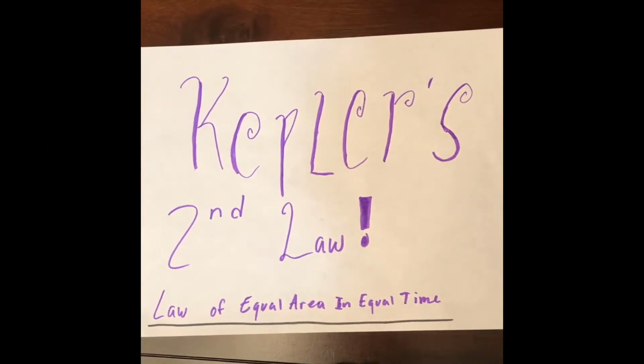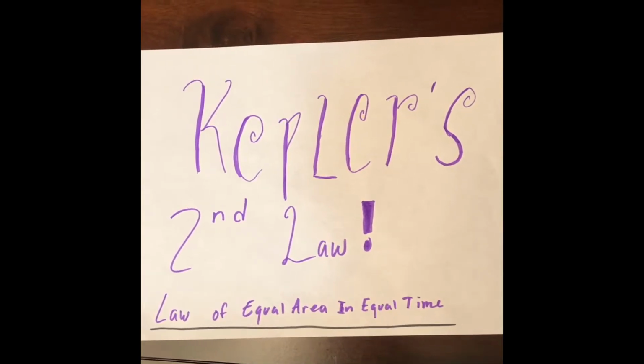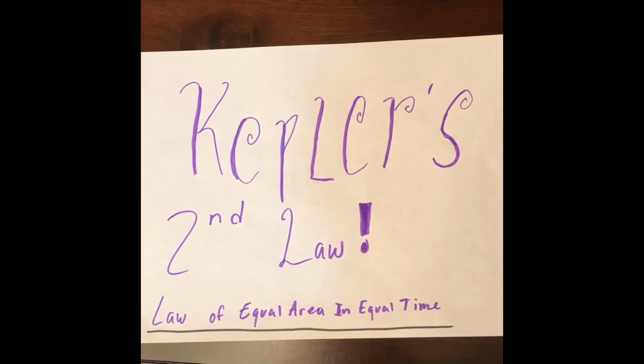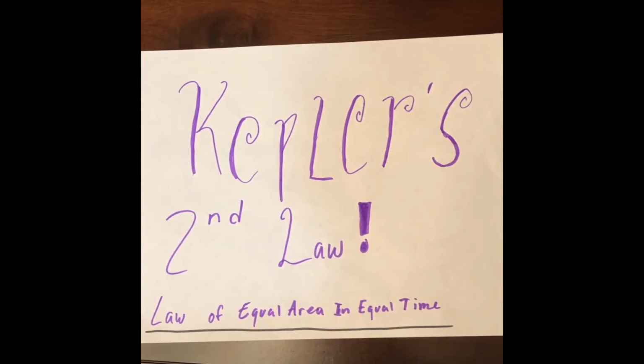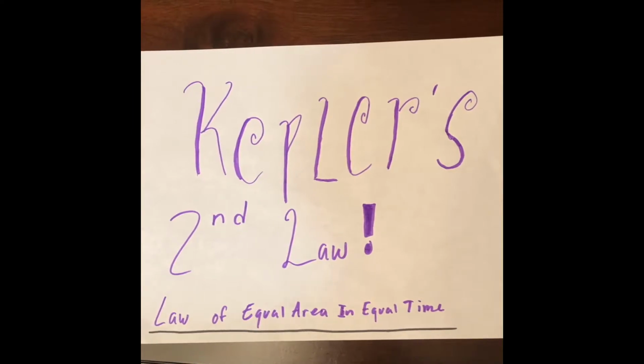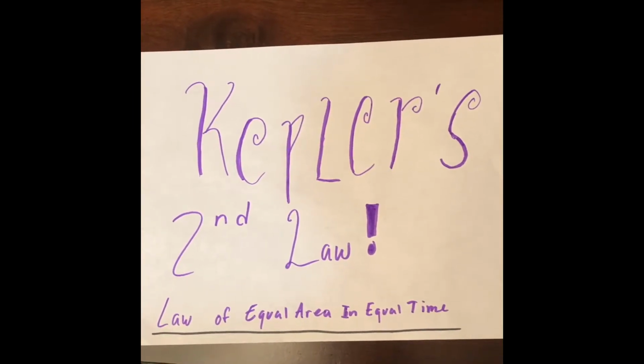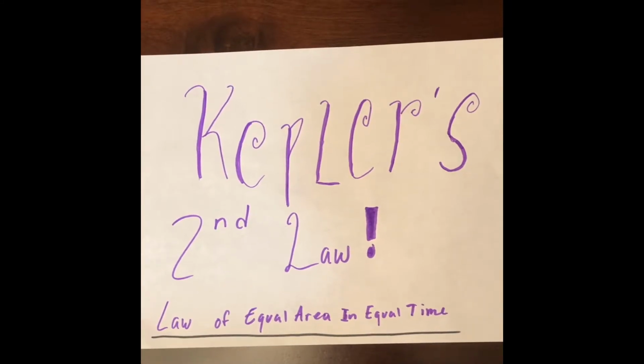Kepler's second law, the law of equal area and equal time. Kepler's second law of planetary motion describes the speed of a planet traveling in an elliptical orbit around the sun. It states that a line between the sun and a planet sweeps equal area in equal time. Thus, the speed of the planet increases as it nears the sun and decreases as it recedes from the sun.